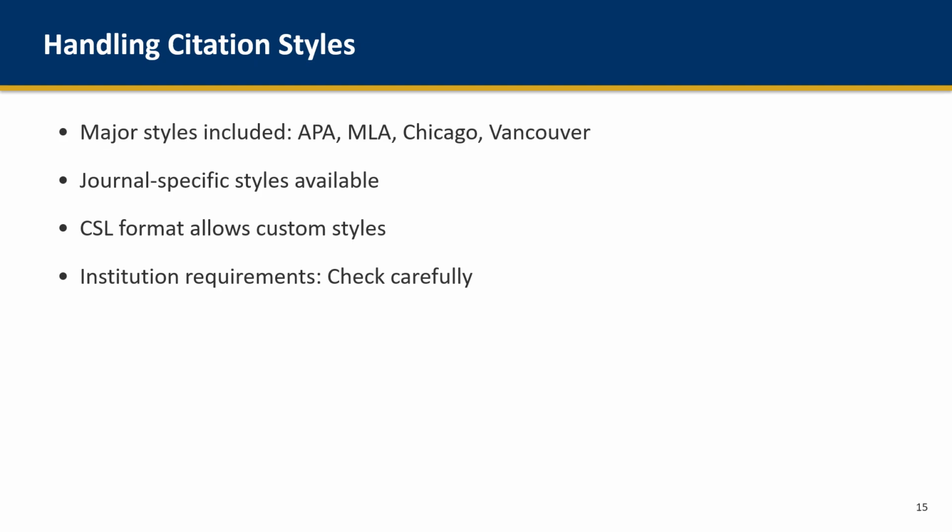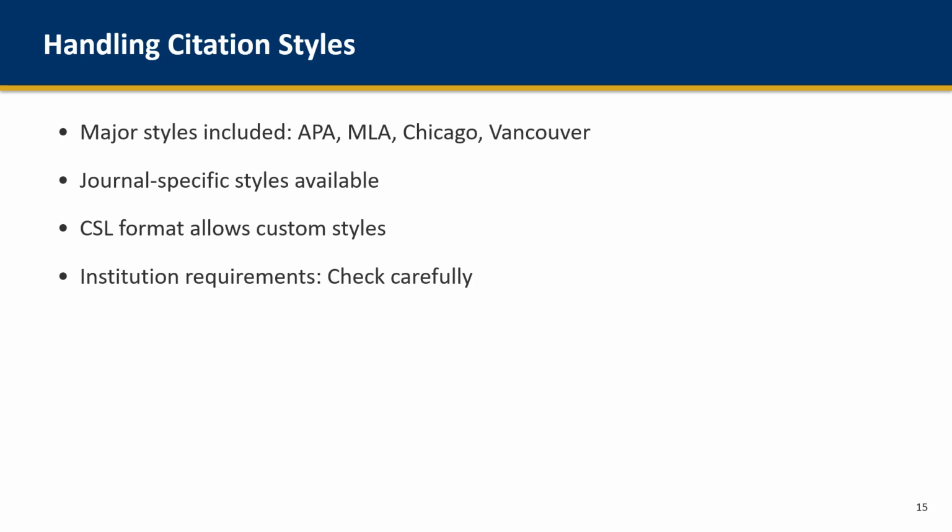The Citation Style Language format, abbreviated CSL, is an open standard that all major reference managers now support. This means styles created for one tool often work in others, expanding the available options. You can also create custom styles if you have very specific requirements, though this requires learning CSL syntax.